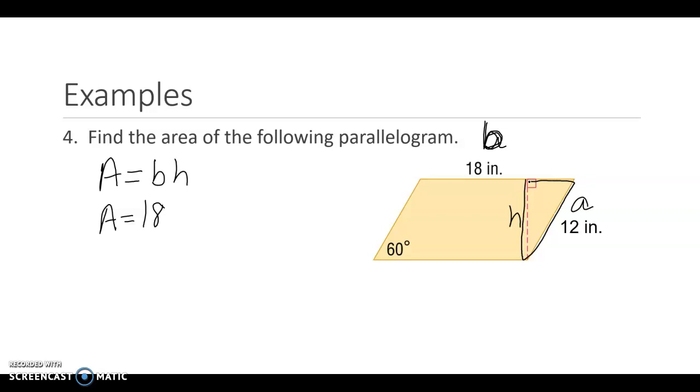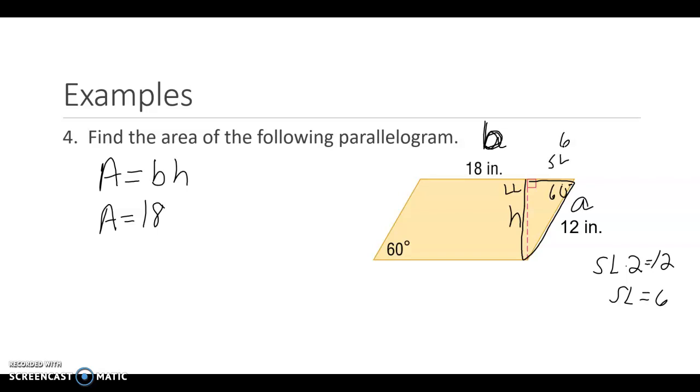So opposite angles in a parallelogram are congruent, meaning that this is a 60-degree angle as well. And we can take a look at what we know about 30, 60, 90 triangles. So 12 is my hypotenuse. This would be like my short leg. My height would be like my long leg. Okay, so if you remember, short leg times 2 gives me the hypotenuse, which in this case is 12. So if I divide by 2, the short leg is 6.